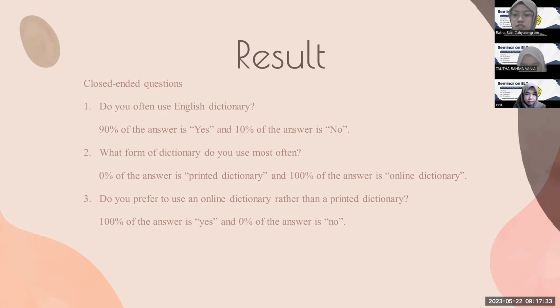The next question is, what form of dictionary do you use most often? The result is 0% of the answers is printed dictionary and 100% of the answers is online dictionary. So all of the students most often use an online dictionary rather than a printed dictionary. And the last is, do you prefer to use an online dictionary rather than a printed dictionary? The result is 100% of the answers is yes, and 0% is no. So all of the students prefer to use an online dictionary rather than a printed dictionary.